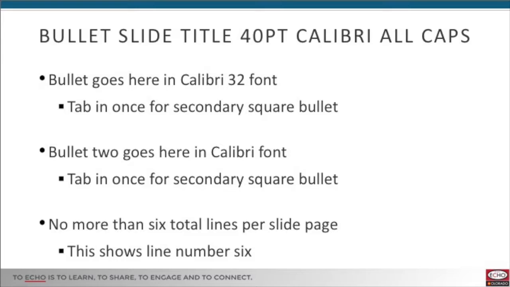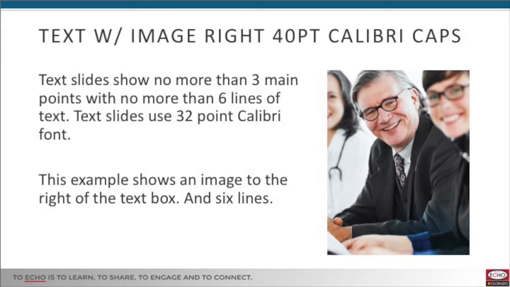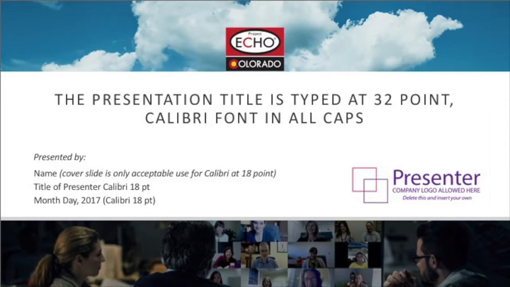PowerPoint presentations frequently have too much text, which makes them hard to read and distracts the audience from what you are saying. The Echo format prescribes Calibri font, no smaller than 32 points in size, and allows for no more than 6 lines of text on any slide, with or without an image, chart, or graph. Examples are contained in the formatted slide template provided to you.